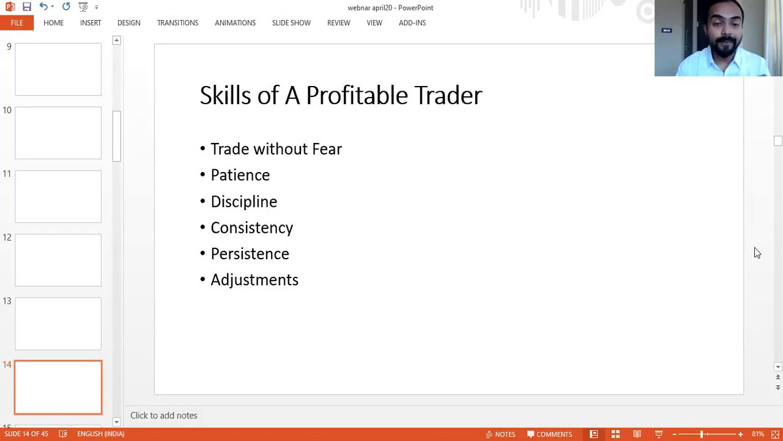So if I know the maximum loss which I can make is 20,000, and if I am okay with it, if I am able to accept this loss, then I should trade. And if you trade with this attitude, you will trade without fear. And if you trade without fear, this is the first step towards profitable trading. You will be on your path of profitable trading. So this is how you can trade without fear, and this is the number one skill of a profitable trader.